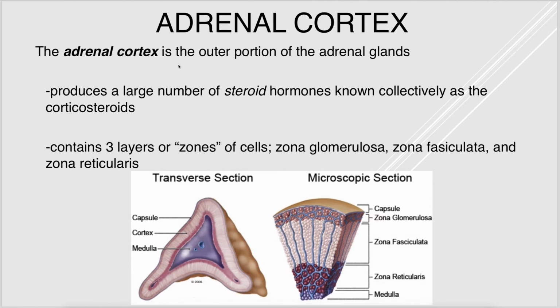So the adrenal cortex, basically all of the hormones coming from the adrenal cortex are steroid hormones, and as a whole, they're called the corticosteroids because they're steroids from the cortex. And there are three layers of the adrenal cortex. From most superficial to deep, you have the zona glomerulosa, the zona fasciculata, and the zona reticularis, GFR. Okay.